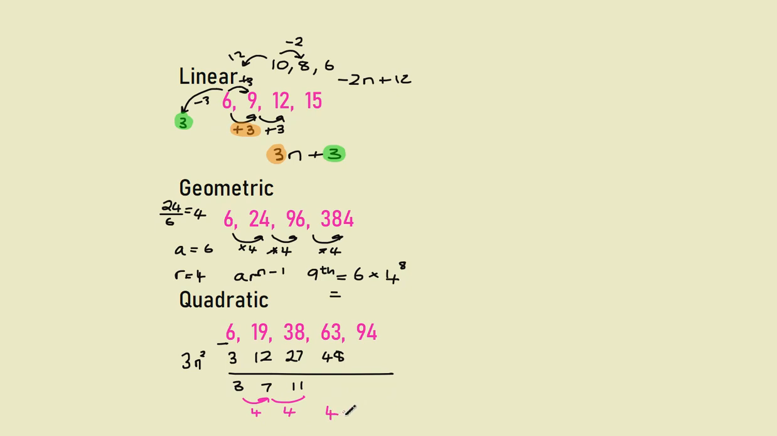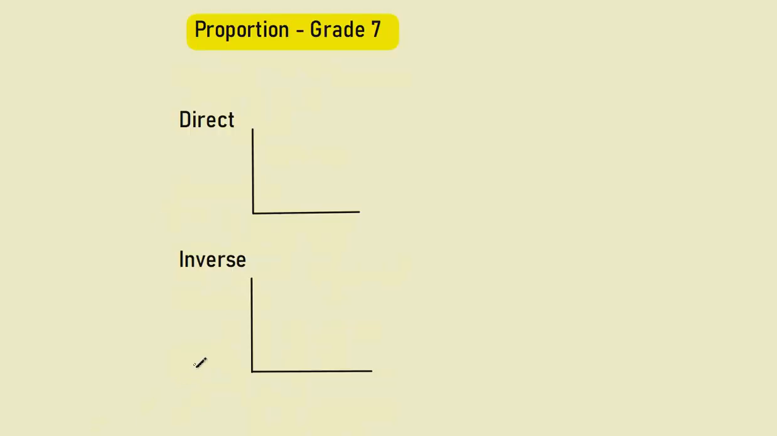So this one is 4n, and how do I get from 4 to 3? It's going to be minus 1. Okay, so you add those together, we have the sequence 3n squared plus 4n minus 1. There's your nth term. Okay, moving on then.